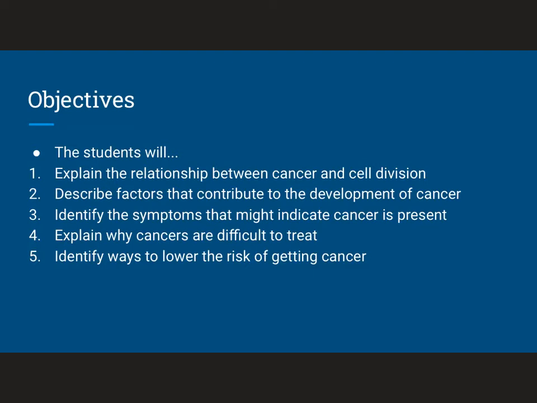So you'll be able to explain the relationship between cancer and cell division, describe factors that contribute to the development of cancer, identify symptoms. So we're going to look at symptoms in abbreviation format, explain why cancers are difficult to treat, and we'll also see some treatment options, and identify ways to lower the risks of getting cancer.